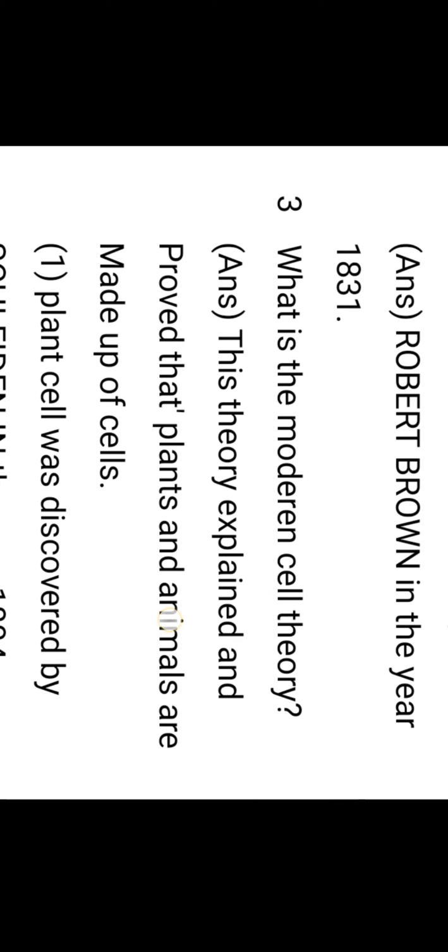Okay. The nucleus was discovered by Robert Brown in 1831. This is a most important question that was asked previously. He is the first scientist who discovered the nucleus. Next question: what is the modern cell theory? The modern cell theory explained and proved that plants and animals are made up of cells.